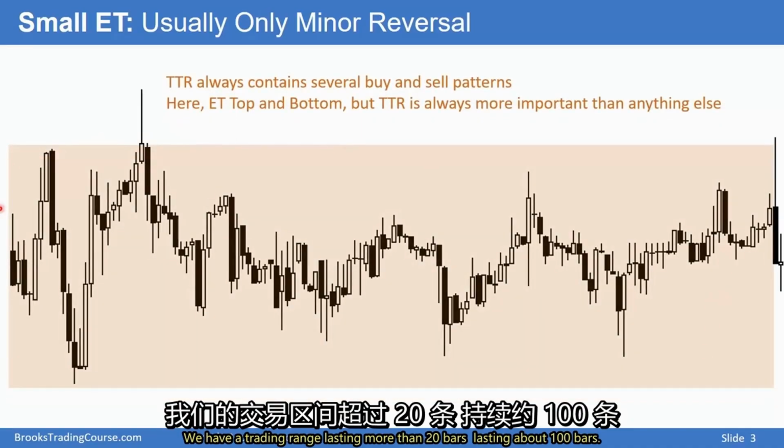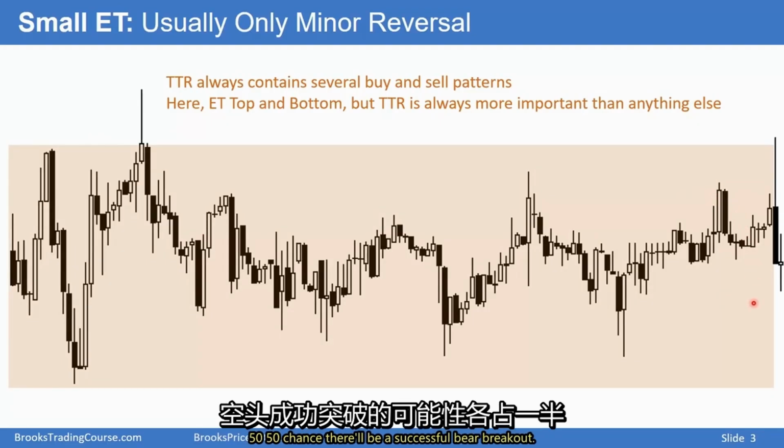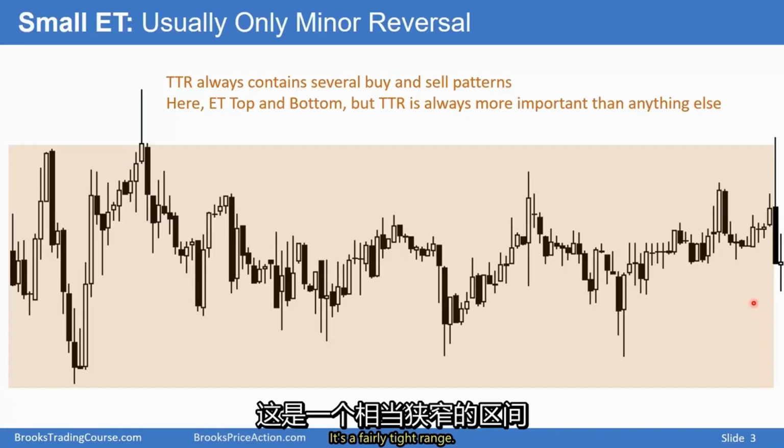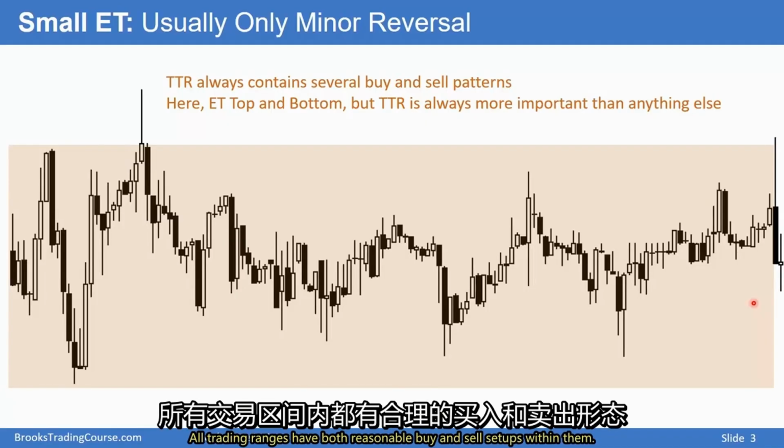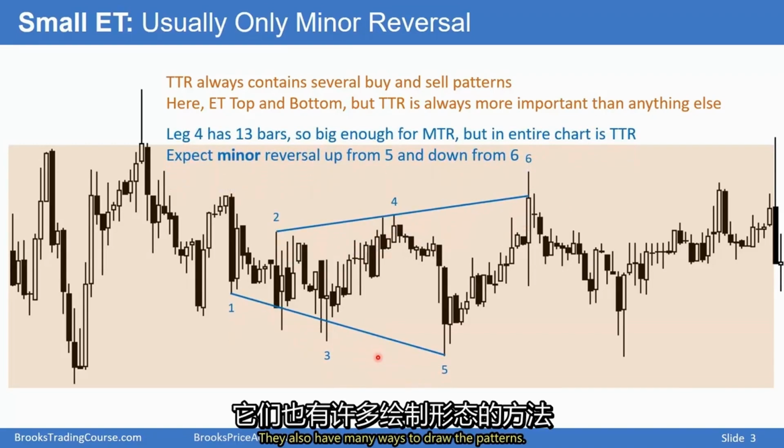We have a trading range lasting more than 20 bars, lasted about 100 bars. It's in breakout mode. 50-50 chance there'll be a successful bull breakout. 50-50 chance there'll be a successful bear breakout. It's a fairly tight range. All trading ranges have both reasonable buy and sell setups within them. They also have many ways to draw the patterns.